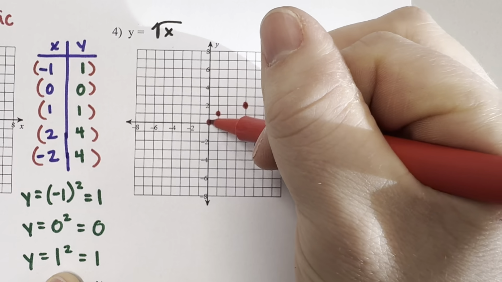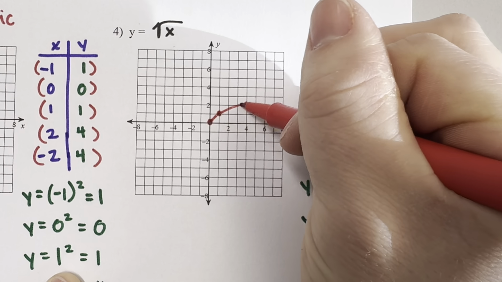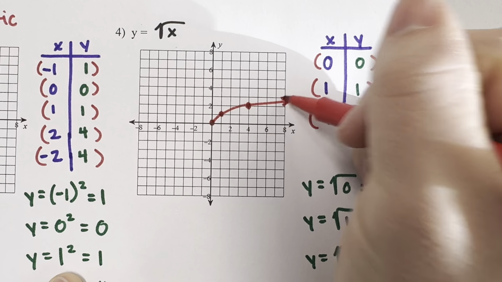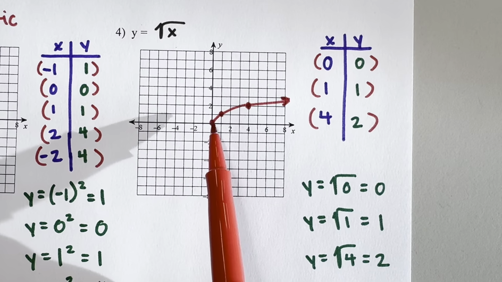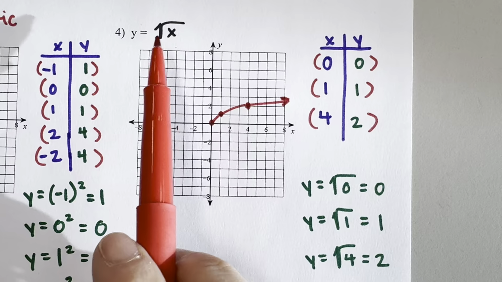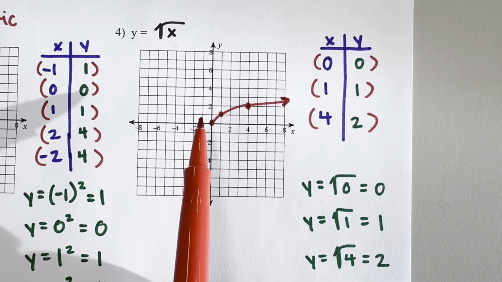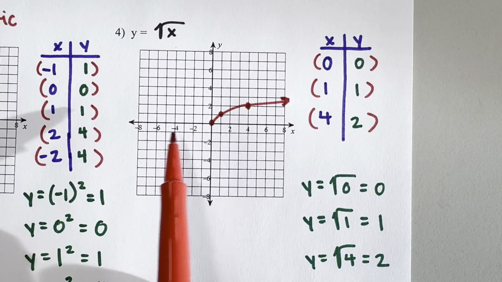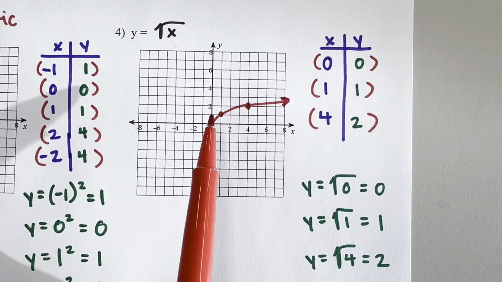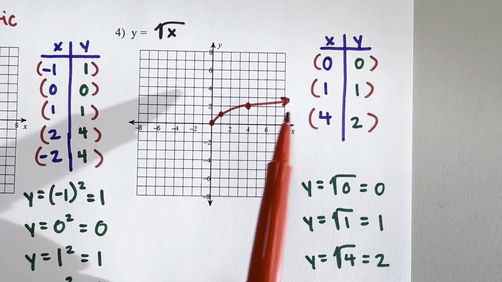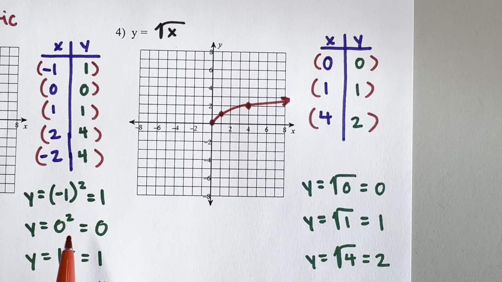Okay, now here's the thing. You are not going to go into the negatives, so it's going to look like that when you connect it. Okay, because getting a negative, there cannot be a negative square root. Okay, you cannot square root something and have it be, or square something and have it be negative. Okay, so there can be no negatives. It's going to start right at that 0, 0 and just keep going that way.